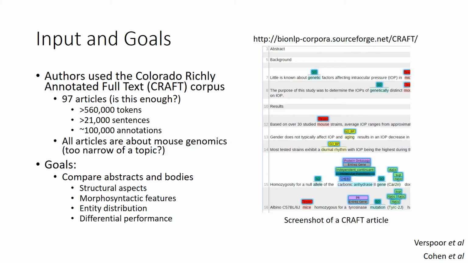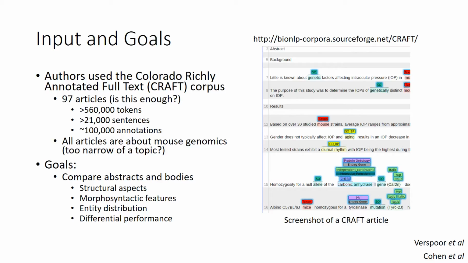Could it have been too specific or particular of a topic? Could it have caused any false positives? I'm not necessarily sure. But the goal was to compare an article abstract and body from a journal article. And there were 4 different features. The first was structure, as well as morphosyntactic features. The third was entity distribution, and the last was differential performance.